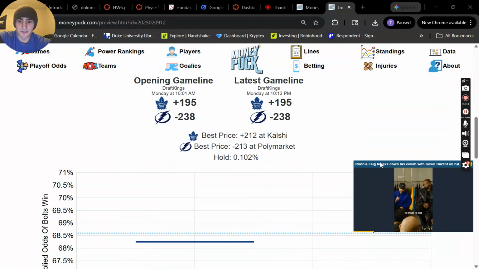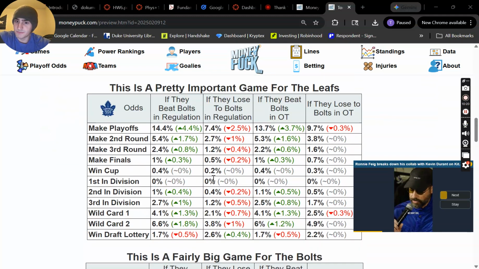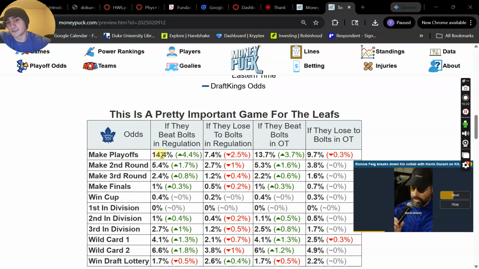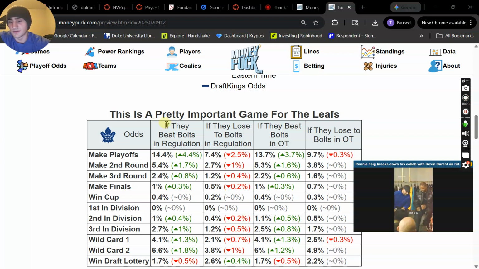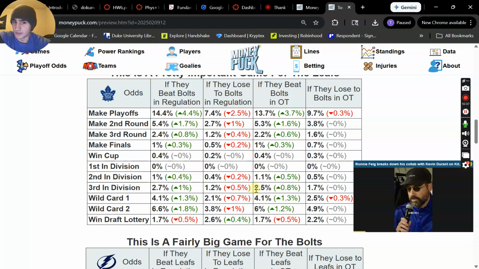Sorry, there we go. My bad, the browser had frozen for a second. This basically tells you what the chances are after something happens in the game. So if the Leafs beat the Bolts in regulation, boom, now they've just gotten a 4% increase in their playoff odds, according to MoneyPuck. And you can go down the line here.